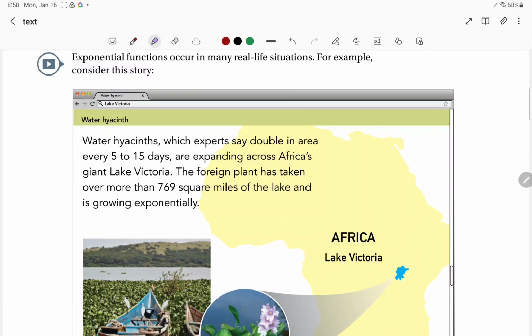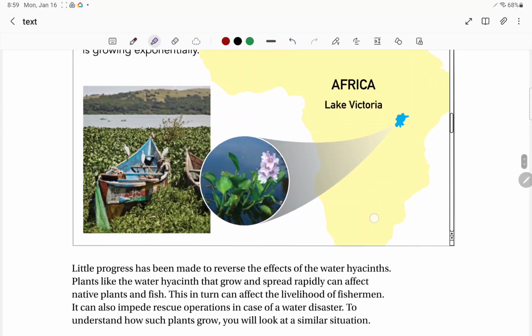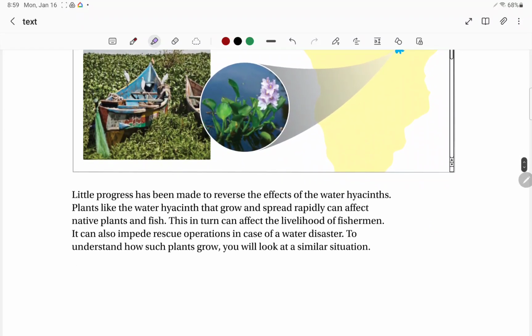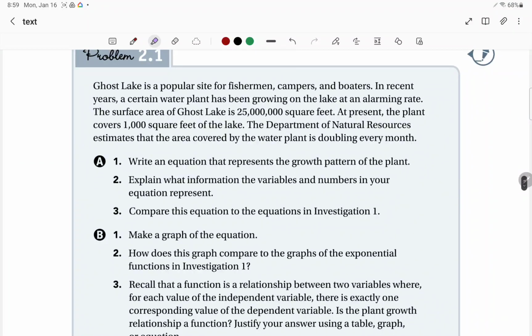So there's this hyacinth, I don't know how to say that exactly, but this plant doubles in area every 5 to 15 days. That's kind of insane how quickly that thing grows. Looks very pretty, but it could take over an area extremely fast and just do terrible damage. And so we're going to be looking at something similar to this plant that grows, and we're going to estimate how long it's going to take to overtake this area of 25 million square feet.